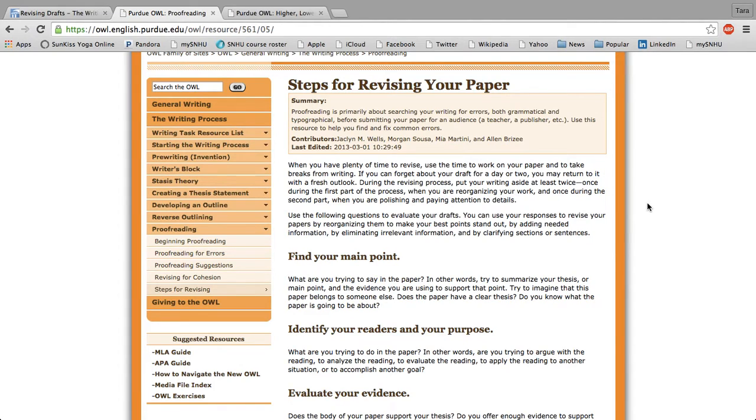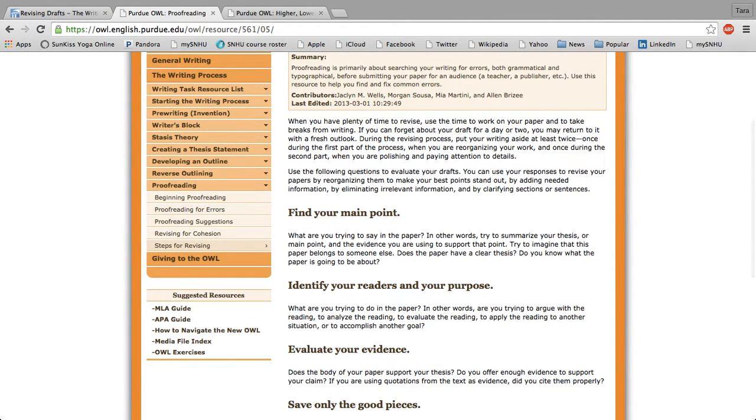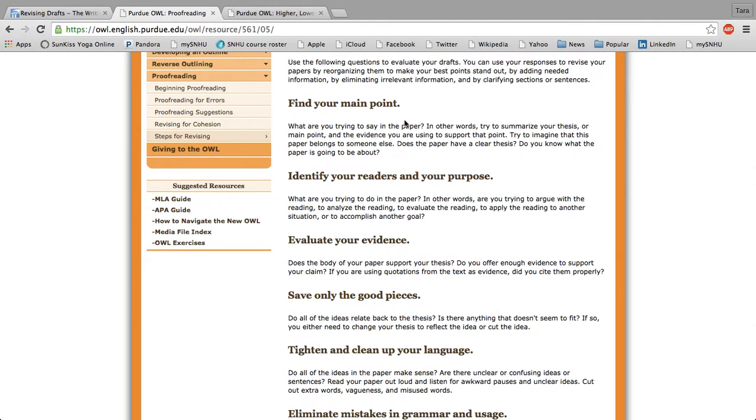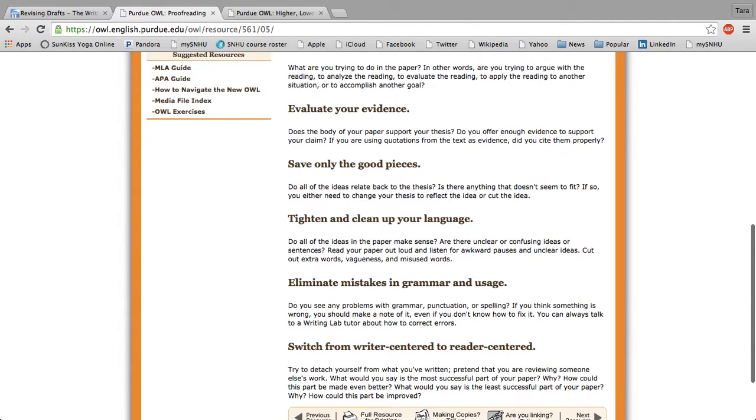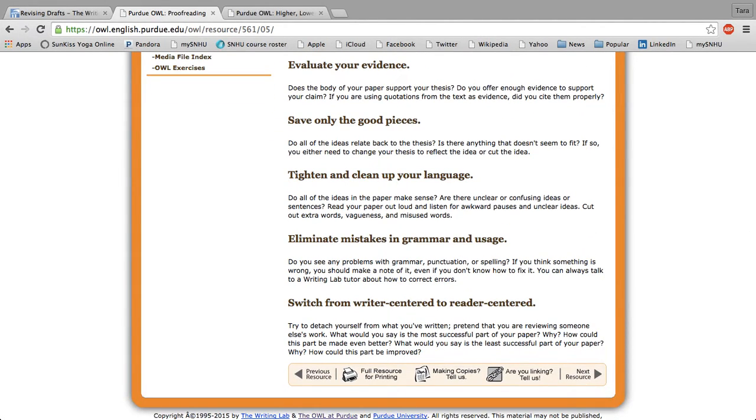And I like this source because they break it down fairly easily for people. So you can almost use this as a checklist. As you're going through your own paper, make sure that you can identify your main point. Make sure that someone could identify your purpose, evaluate the evidence or the details that you've included, and save only the good pieces. That can be very hard, cutting out pieces that might not contribute to our main point or our purpose there. And tightening and cleaning up the language, that goes along with the proofreading. And so does looking for mistakes in grammar.